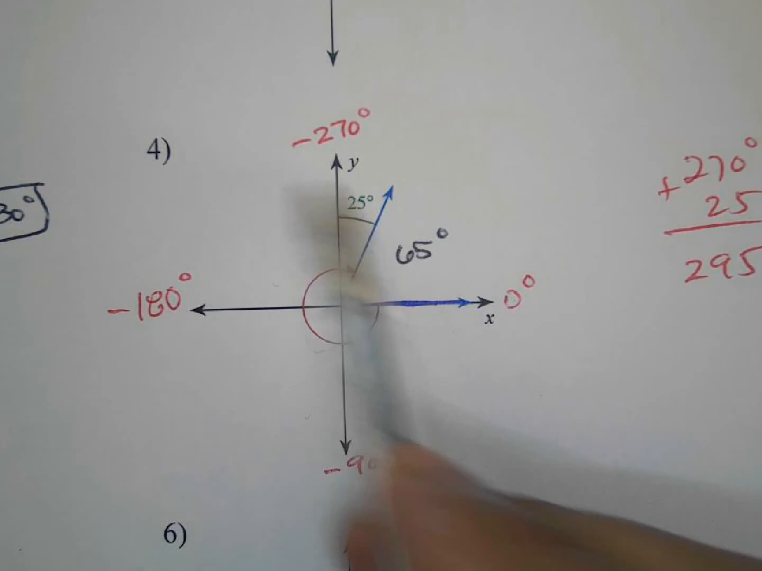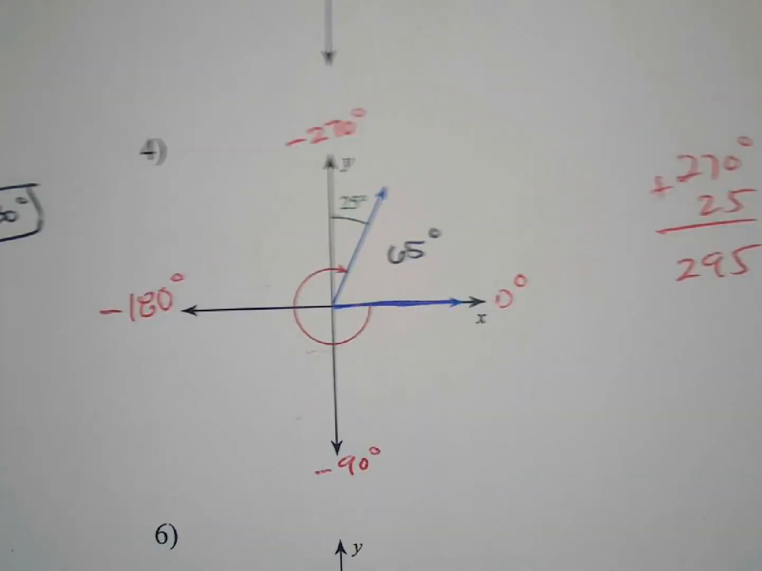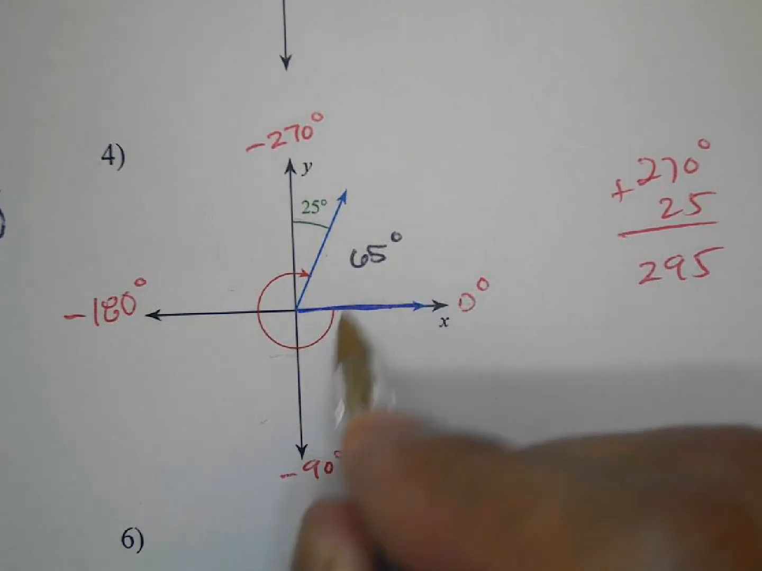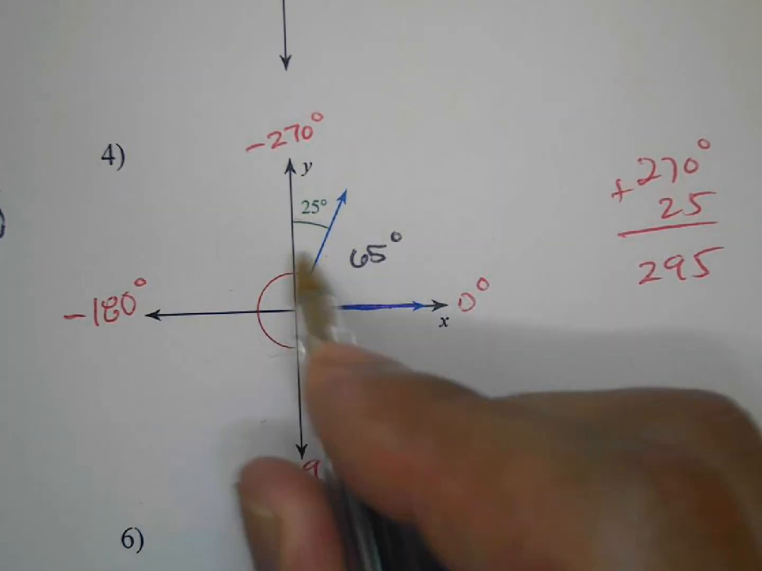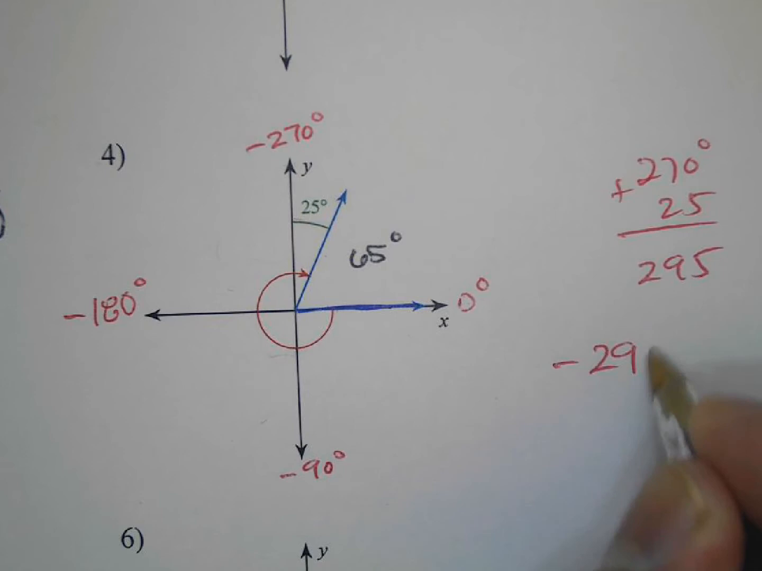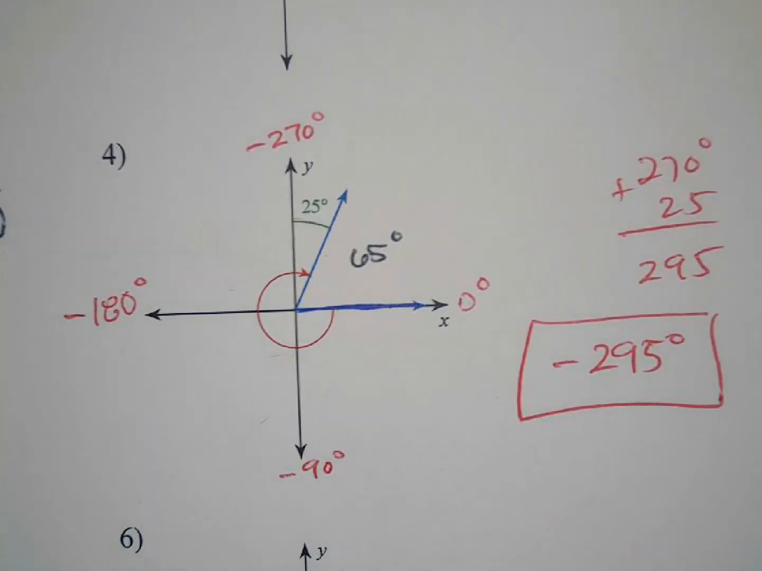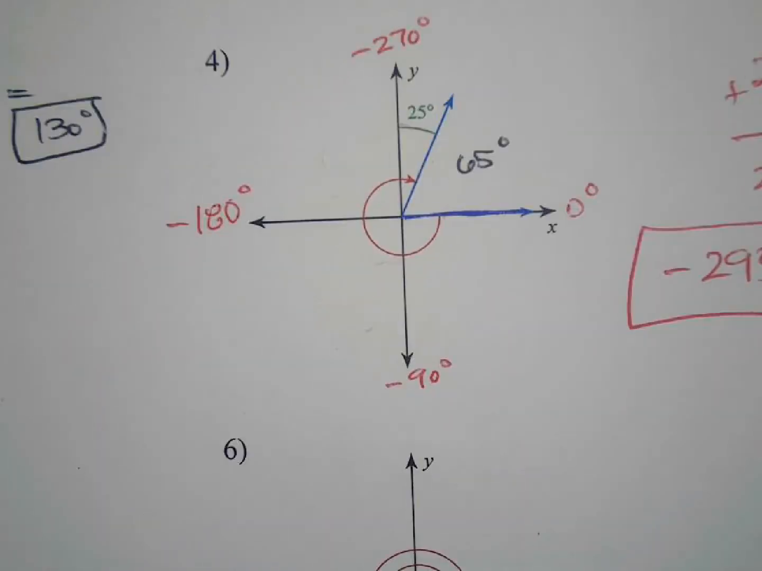But remember, this is a negative angle. So the answer for this angle, all the way around from here all the way around here, is negative 295 degrees. Okay, here we go. Now they're going to get a little bit more challenging. Number 5.